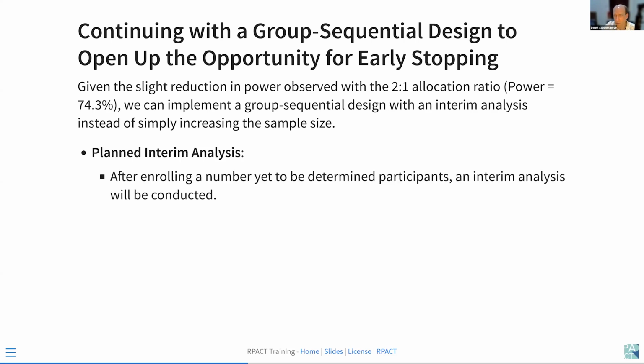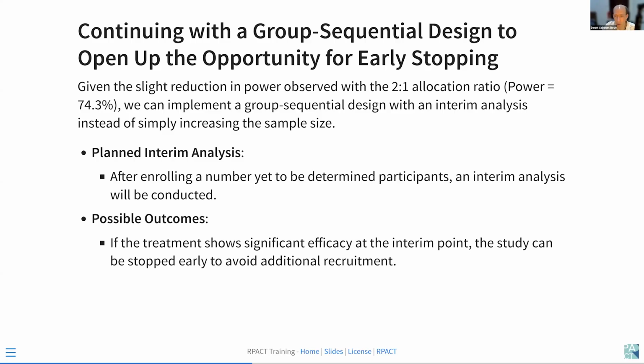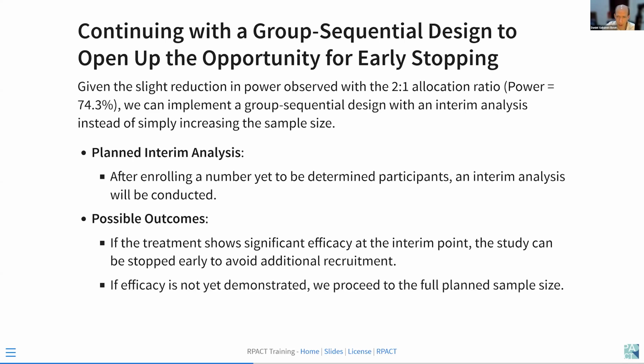Okay, so how does it work? For those who have never seen that, basically the idea is that after enrolling only a part of the patients, we conduct an interim analysis. So what could happen? If the treatment shows significant efficacy already at this interim analysis, the study can be stopped early and we can avoid additional recruitment. So we can get the information more quickly and potentially need fewer patients for our study. If efficacy is not yet demonstrated, of course, we would proceed to the full planned sample size.